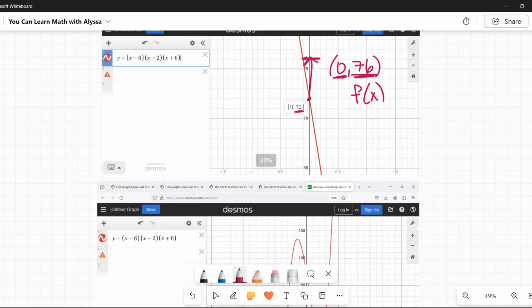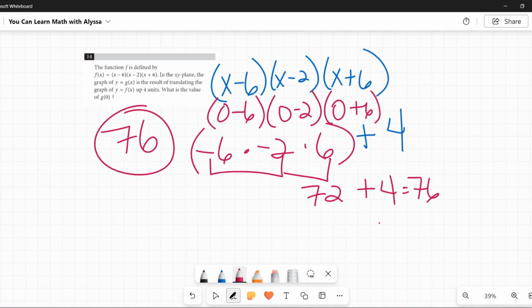You can do it by the math of putting 0 in for each of these three x's and then adding 4, or you can graph it. Just be very clear that you understand what's happening when we say translate it up 4 units, what happens to that function, and you'll get the right answer either way of 76.